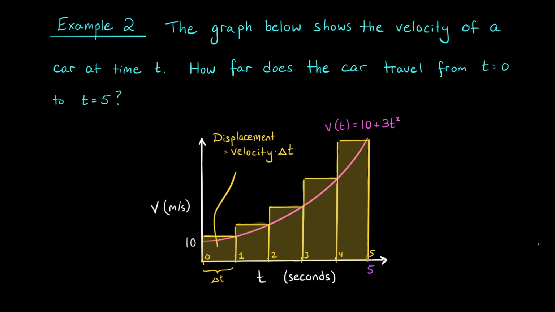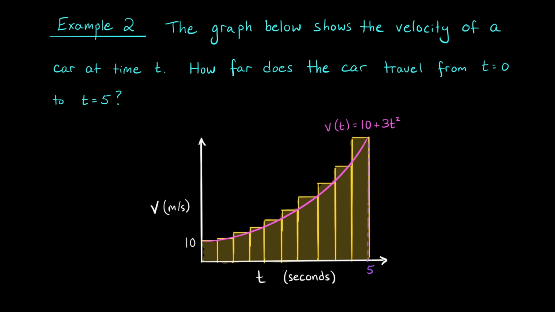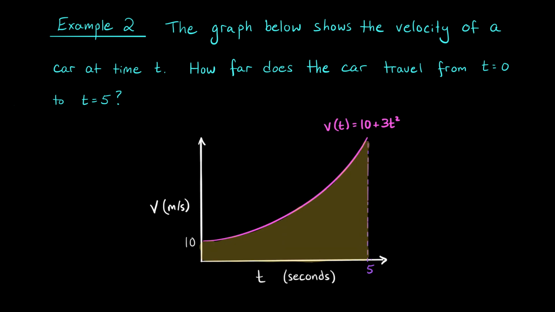This approximation, of course, isn't perfect. It looks like we're overestimating the distance by a little bit, but you can improve the approximation by considering shorter and shorter intervals of time. In other words, more and more rectangles. If you take a limit of these approximations as you use more and more rectangles, you'll find that the car travels exactly 175 meters during its journey.